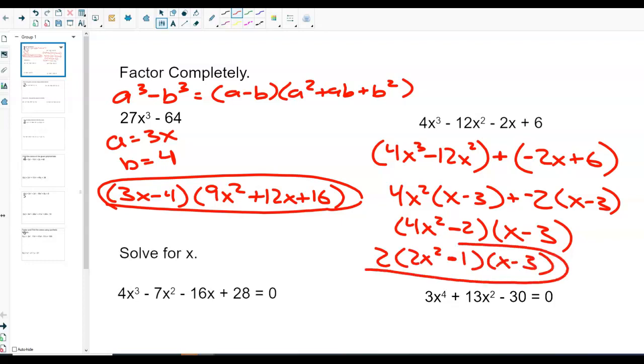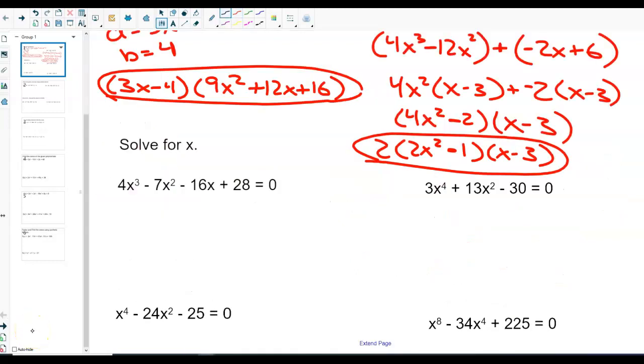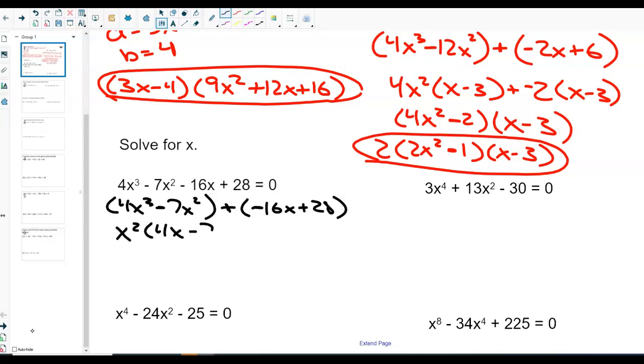And before somebody asks me, could you have pulled the 2 out right away? Absolutely. I happen to pull it out right here. With 4 terms here, I'm obviously grouping. 4x cubed minus 7x squared plus negative 16x plus 28. Notice that middle sign stays with the 3rd term. We take an x squared out, and we're left with 4x minus 7. Here, we take a negative 4 out, and we're left with 4x minus 7.